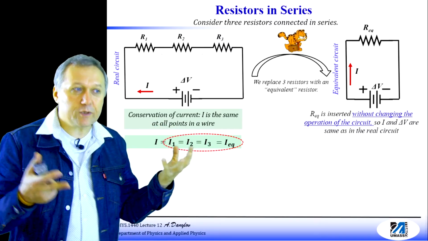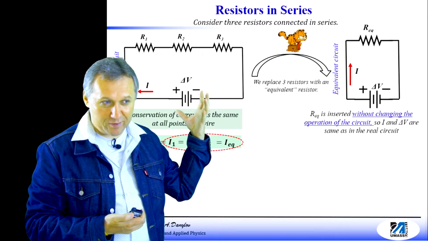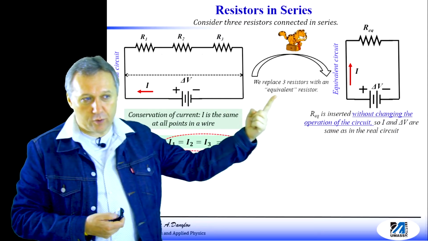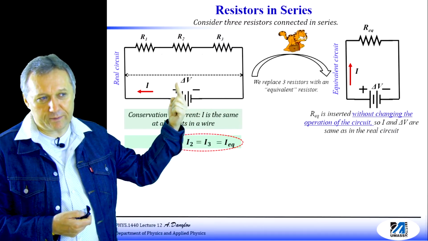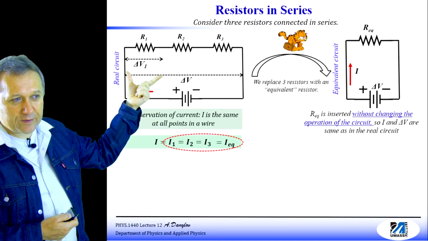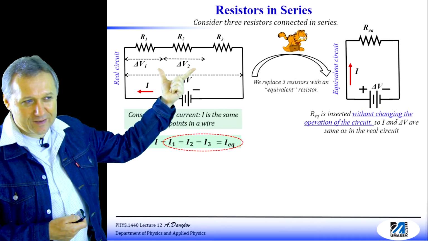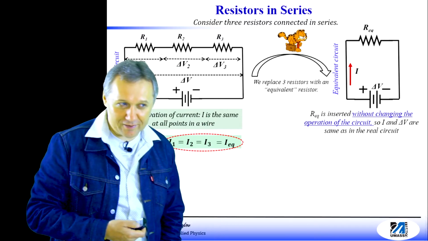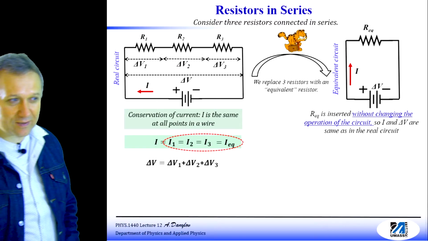Okay, so now we know information about current, and what's left is delta V. What can we get about potential differences across these three resistors? Now it's also reasonably simple. The total voltage drop across the whole circuit, provided by our battery, delta V, equals the voltage drop across the first resistor, delta V1, plus the voltage drop across the second resistor, delta V2, plus the potential difference across the last resistor, delta V3. So delta V equals delta V1 plus delta V2 plus delta V3.